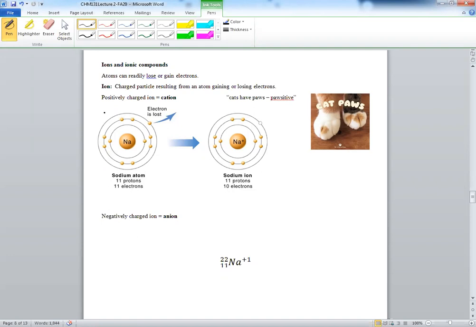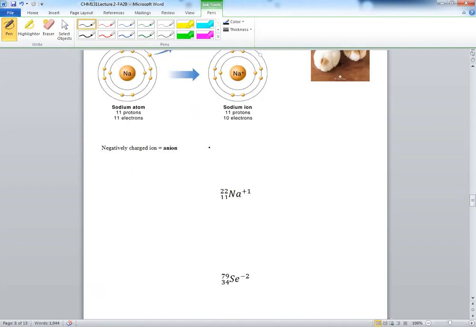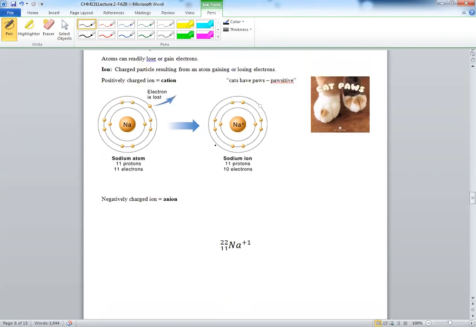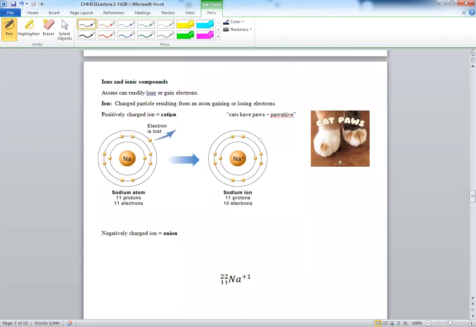The electrons, like I said, can be lost or can be gained. If you look at the definition of an ion, it's a charged particle resulting from an atom gaining or losing electrons. So atoms are no longer called atoms when they are charged. We can either refer to them as cations, which are positively charged, or anions, which are negatively charged ions.